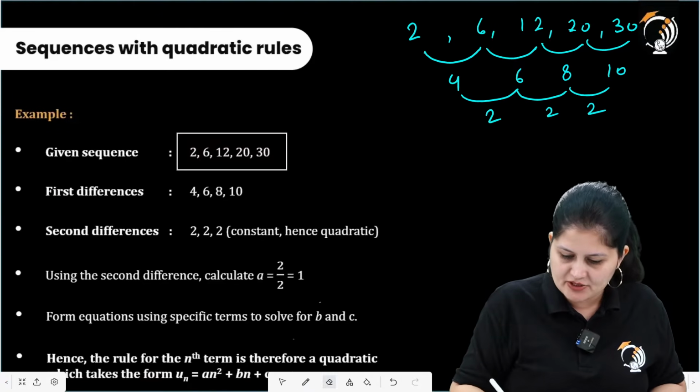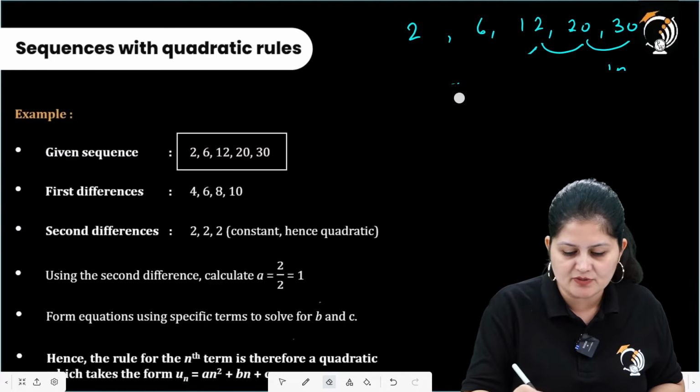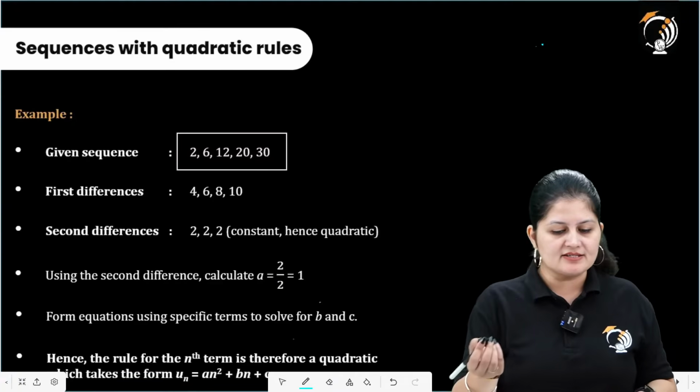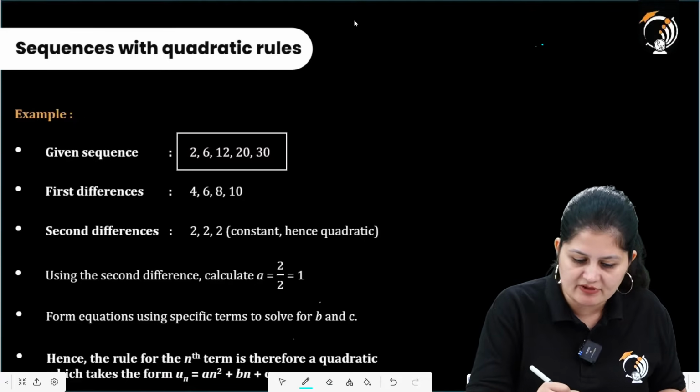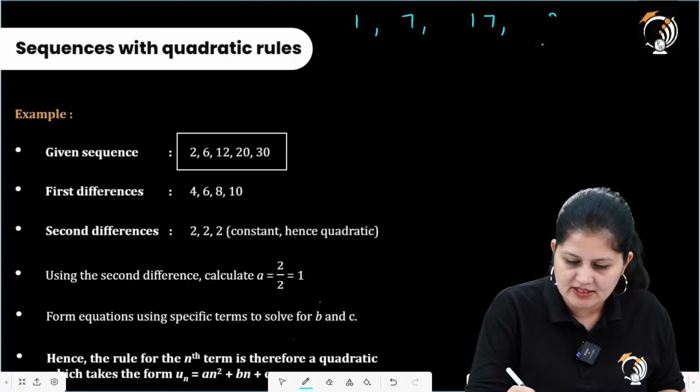Let me take an example for your understanding, because I know that you must be having this thing in your mind, how are we going to get what this a, b and c are. So clearly, let's do one thing. Let's take one sequence here which is 1, 7, 17, 31, 49. Let's take this as an example.